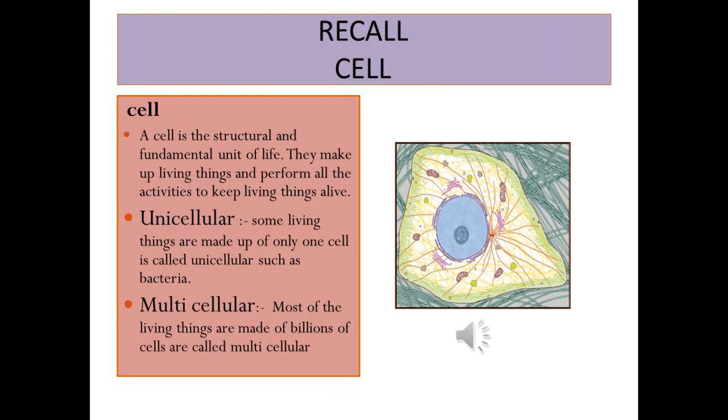Now we have to recap the basic function of cell. Cell. A cell is the structural and fundamental unit of life. They make up living things and perform all the activities to keep living things alive. Unicellular. Some living things are made up of only one cell, called unicellular, such as bacteria. Multicellular. Most of the living things are made of billions of cells and are called multicellular.